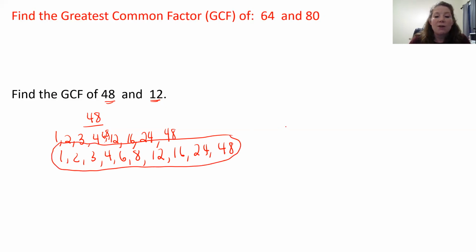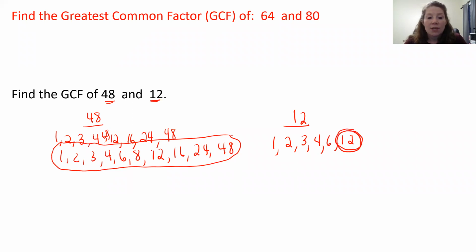And now let's do 12. So 12, smaller number, thank goodness. 1 and 12, 2 and 6, 3 and 4. All right, so what's the biggest number they have in common? I see a 2, I see a 3, I see a 4, I see a 6. Do I see a 12? Yes, I do. The greatest common factor of 48 and 12 is 12. Yep, that's it.